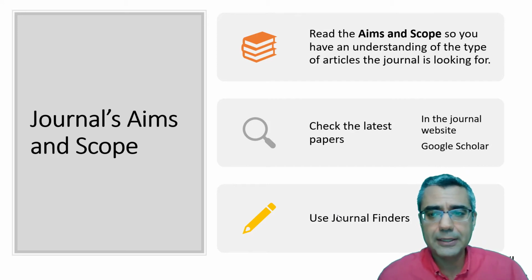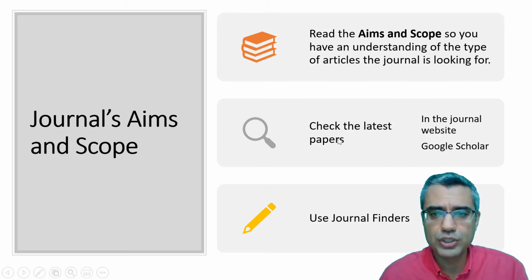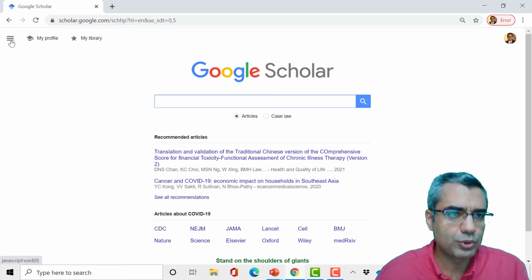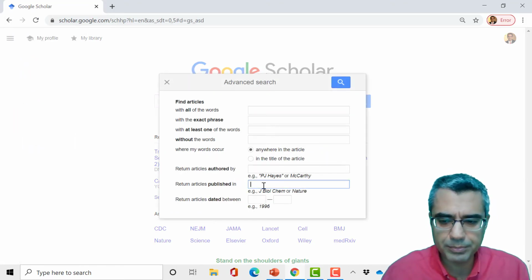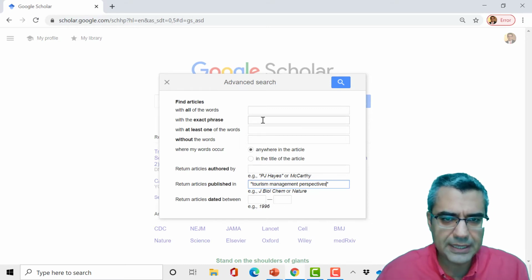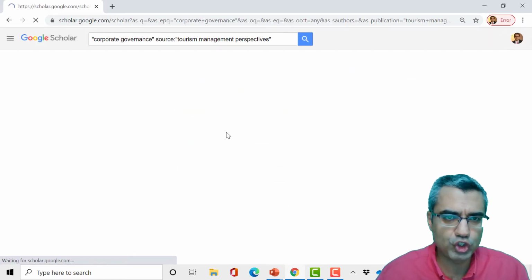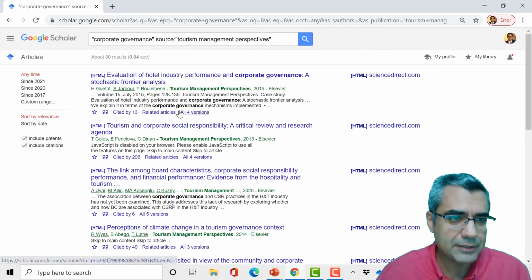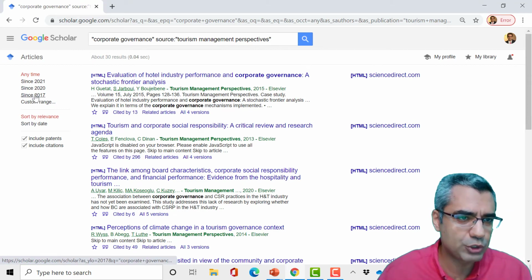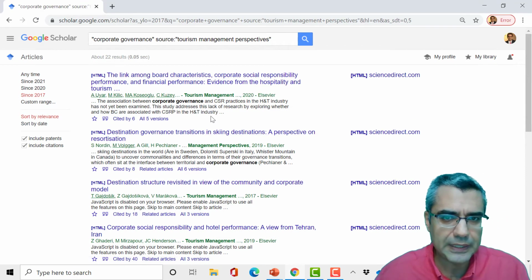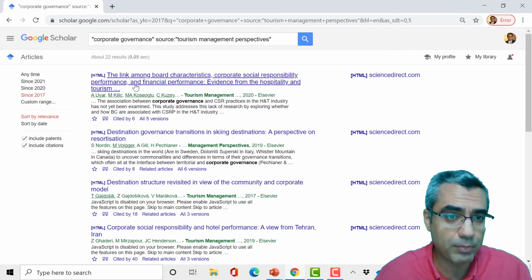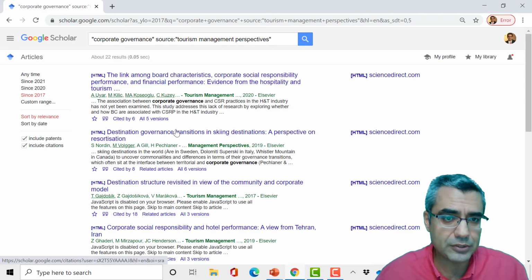And how to check the latest papers? You go to advanced search, and here in the journal name, write, let's say, Tourism Management Perspectives. And let's say I want to see whether there is any paper on corporate governance. Search. Yes, there are 30 papers, and here you can limit your search to, let's say, the past 2 or 3 years. And yes, they still accept them. It seems they publish papers on corporate governance, right?